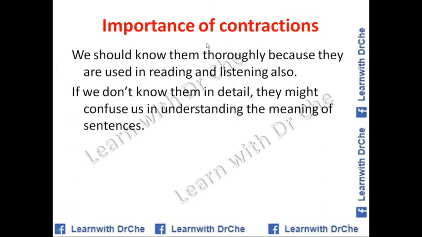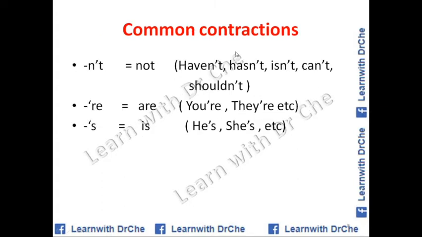Importance of contractions: we should know them thoroughly because they are used in reading and listening also. If we don't know them in detail, they might confuse us in understanding the meaning of sentences. Common contractions are with not: we put n, apostrophe and t. Haven't, hasn't, isn't, can't, shouldn't. These are contractions with not.